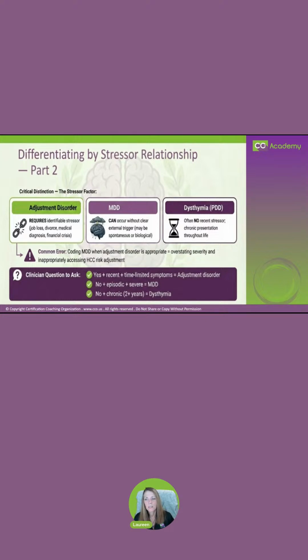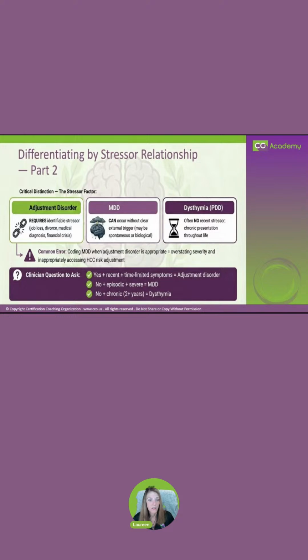Now, here's the common error we see. When you're coding MDD when adjustment disorder is actually the appropriate one, you're overstating that severity and inappropriately accessing the HCC risk adjustment, then you're at risk of an audit and having to pay it back. So the clinician has to ask themselves, is there an identifiable stressor?